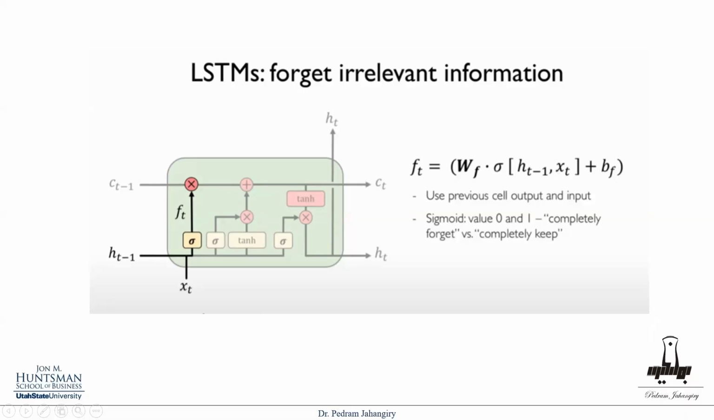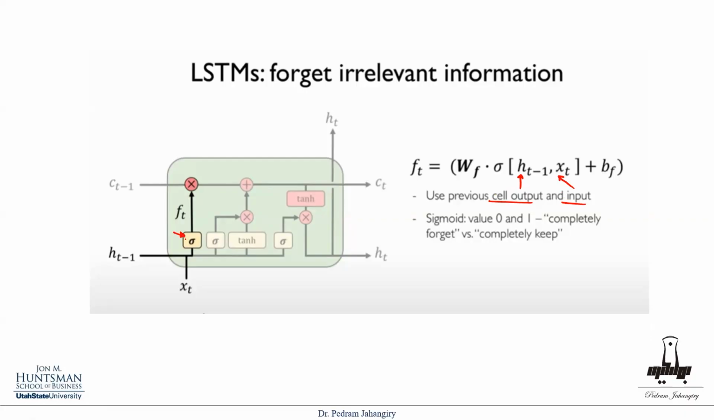Let's see what each of those gates is doing. So the first one is the forget gate, right? We're going to forget irrelevant information. So it says use the previous cell output and input, right? We're going to use the previous cell output, which is ht minus 1, and the new input, which is xt, right? Are we good? Okay. Then we're going to add a sigmoid activation function to that.